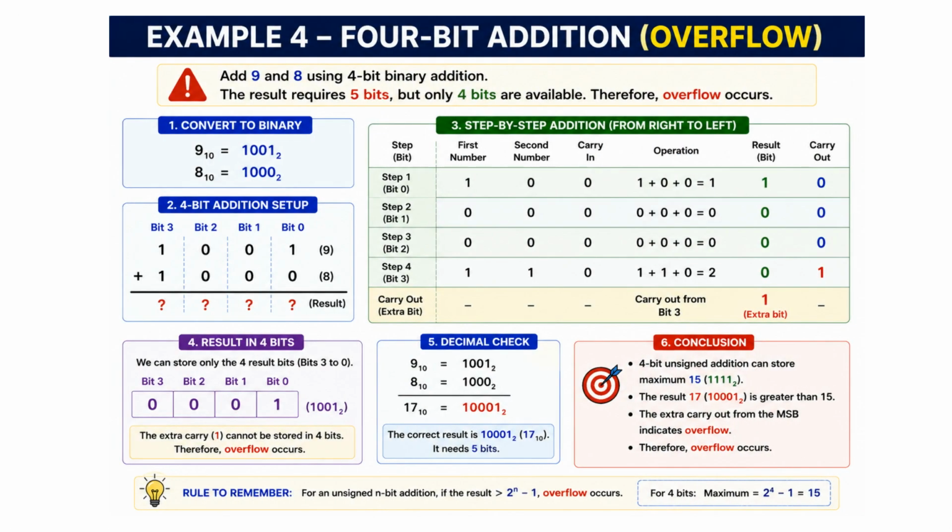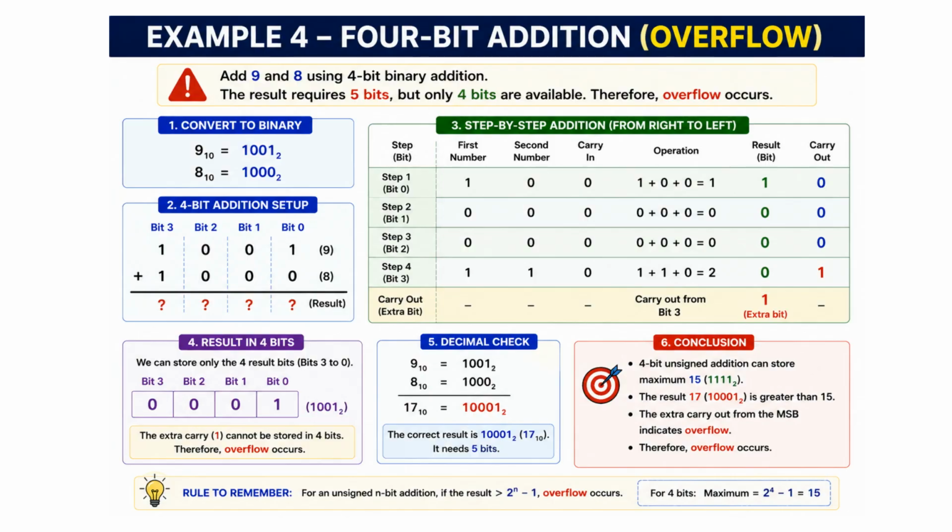Let's look at another example of overflow. This time, we are adding 9 and 8. First, convert them to binary. 9 becomes 1001, and 8 becomes 1000. Now add them together, starting from the rightmost bit. The correct binary answer is 10,001. Let's verify using decimal numbers. 9 plus 8 equals 17, and 17 in binary is 10,001.